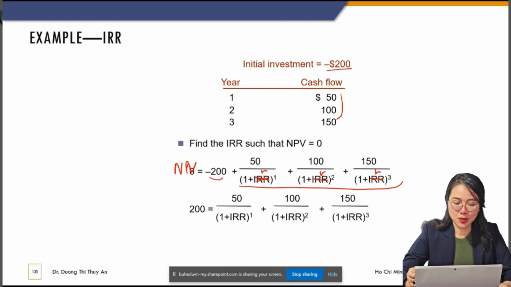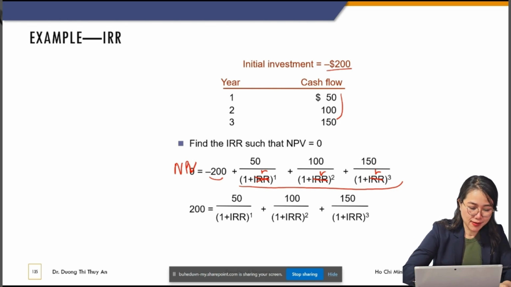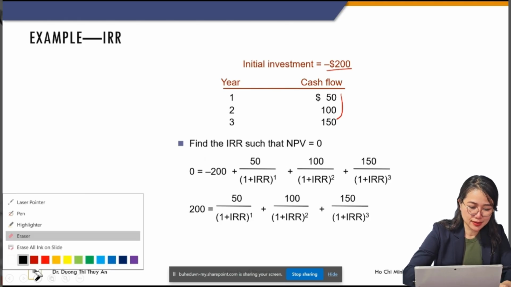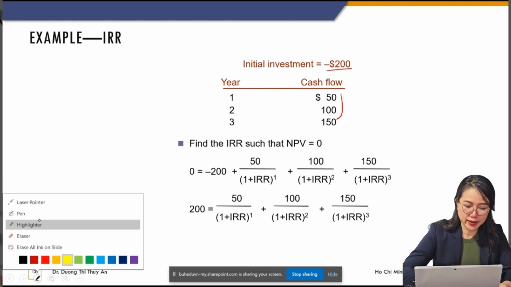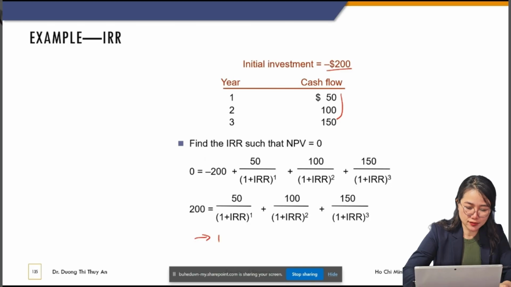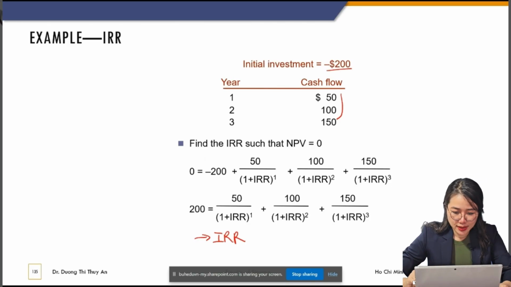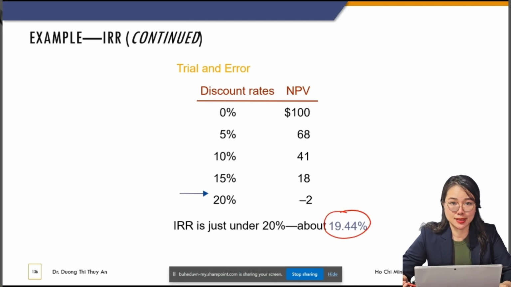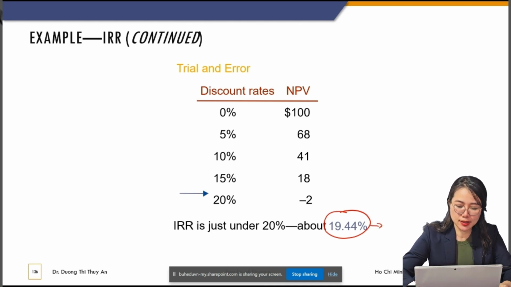So we replace the R with IRR here, and then we set the equation to 0. We solve the equation for IRR, and we get this number, 19.44%. So at this rate, the NPV of the project is 0.